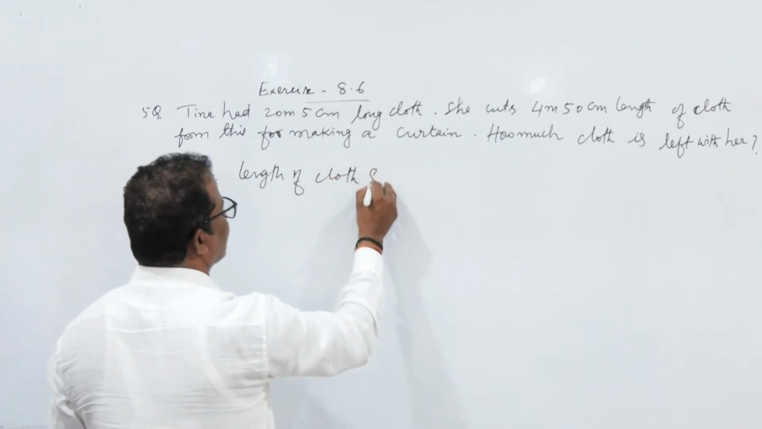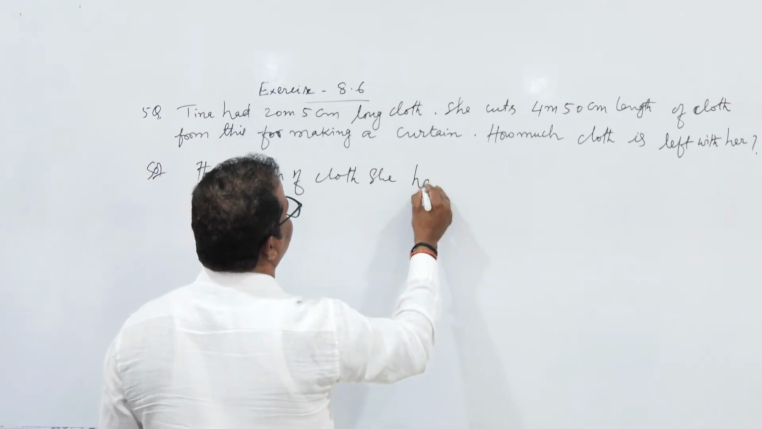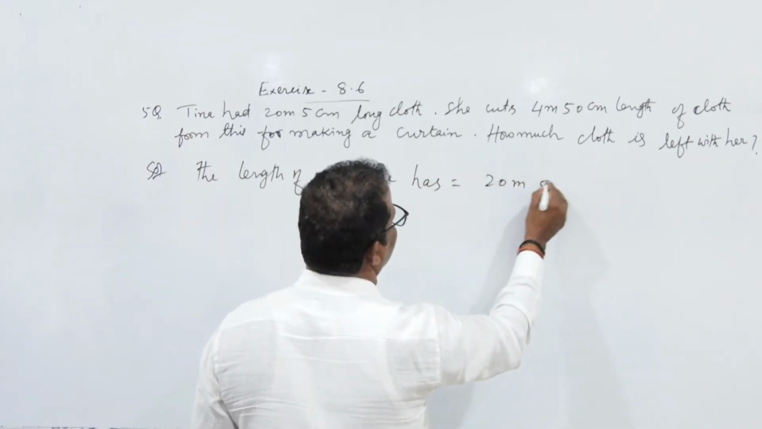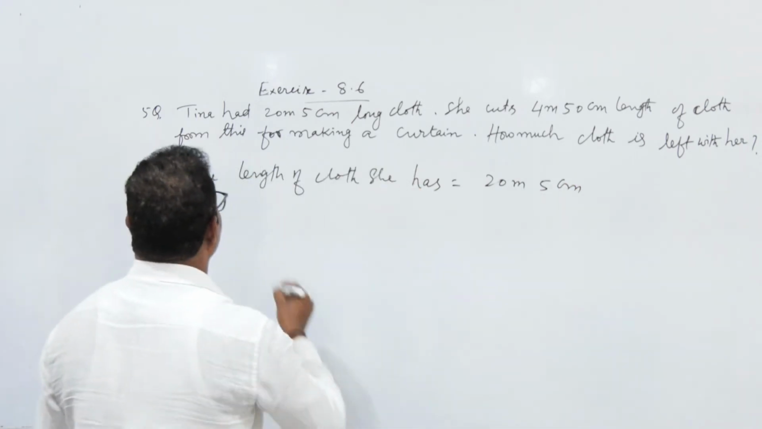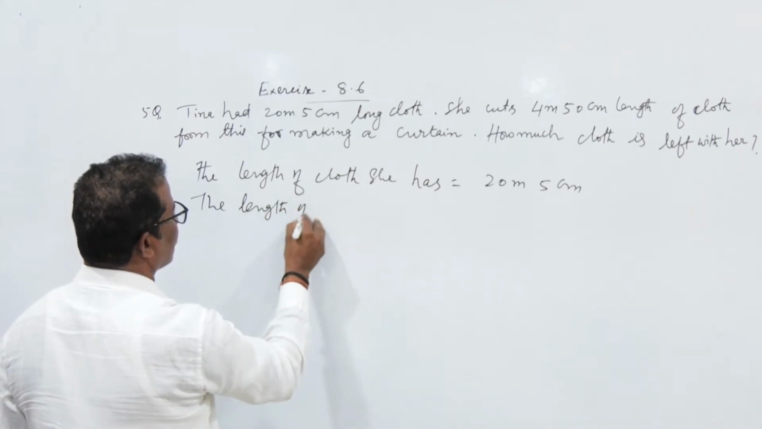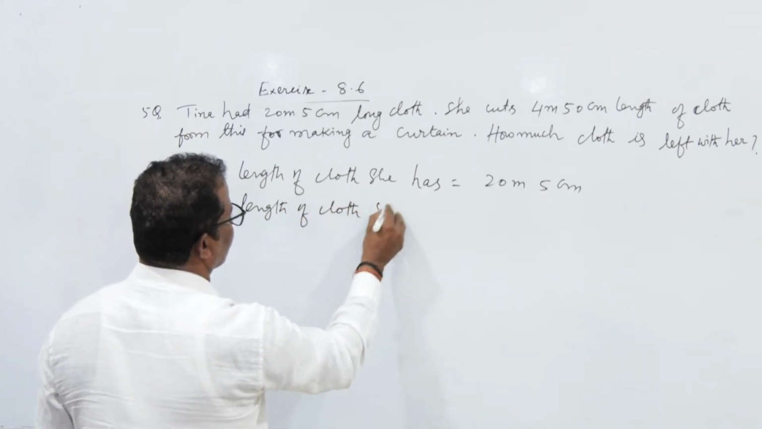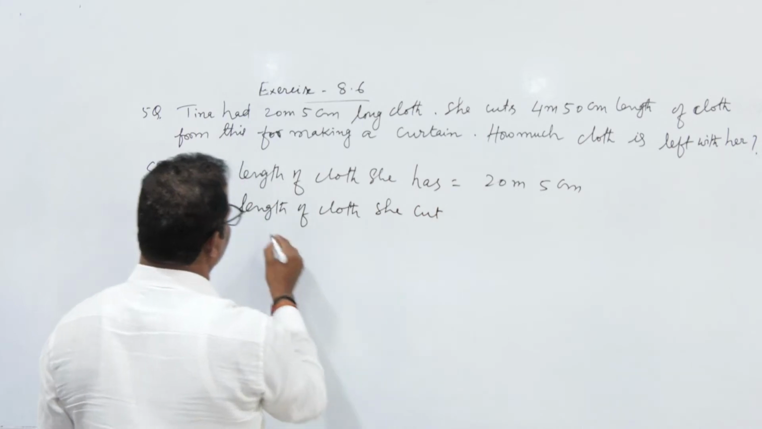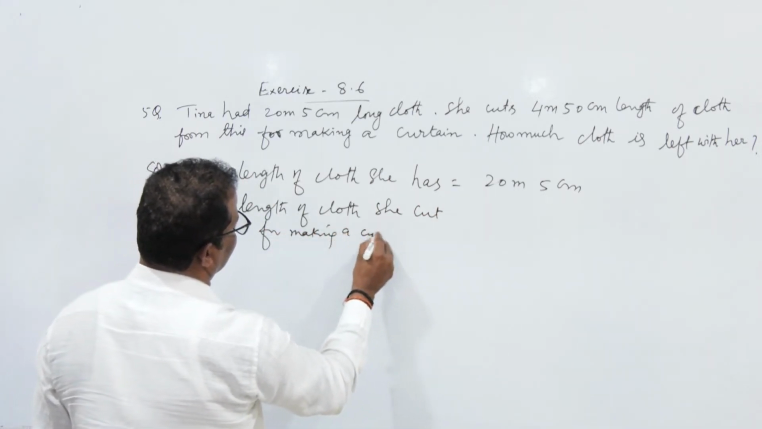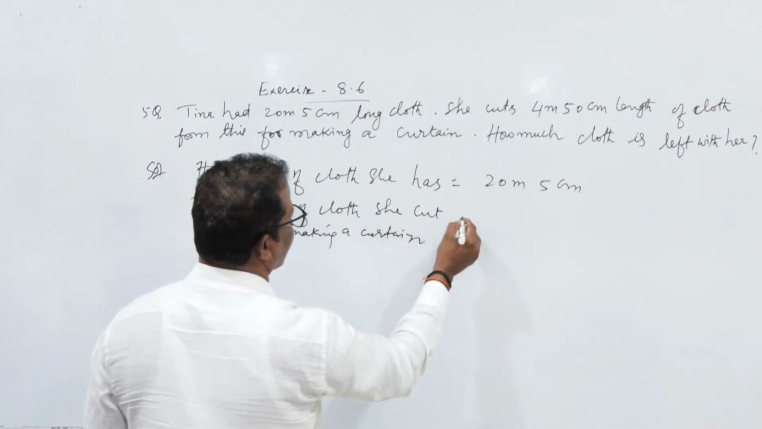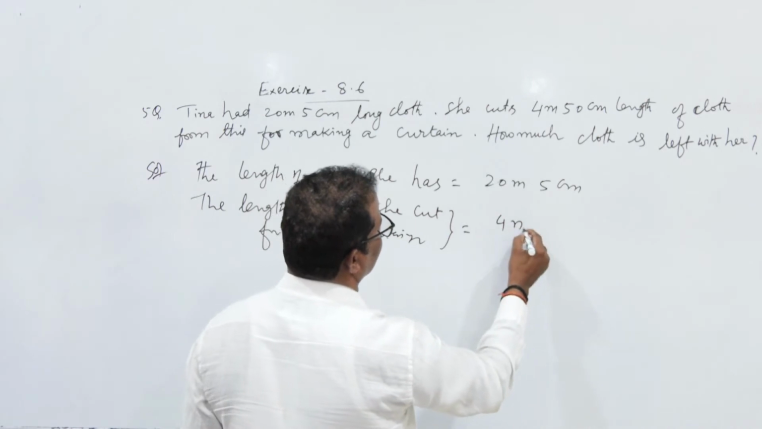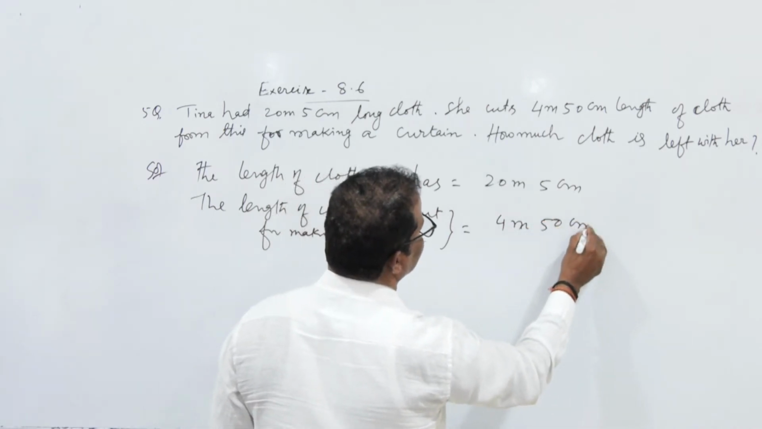The length of cloth she has is equal to how much? That is 20 meter 5 centimeter. The length of cloth she cut for making a curtain is equal to how much? That is 4 meter then 50 centimeter.